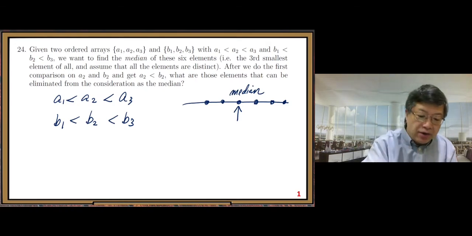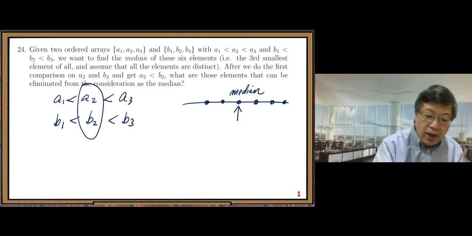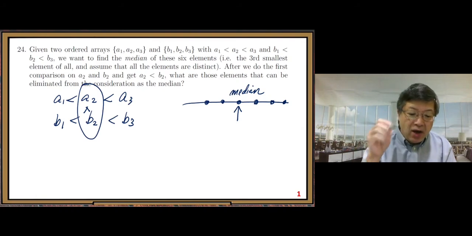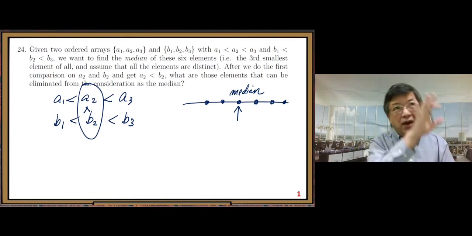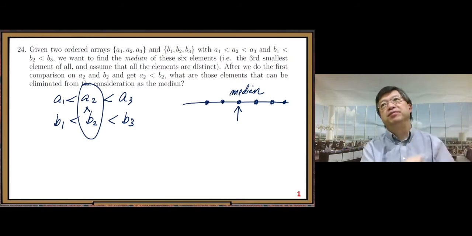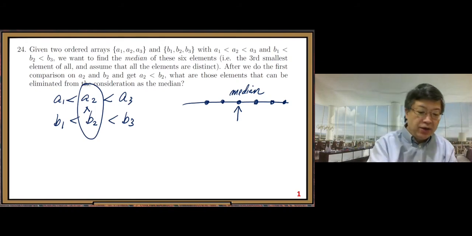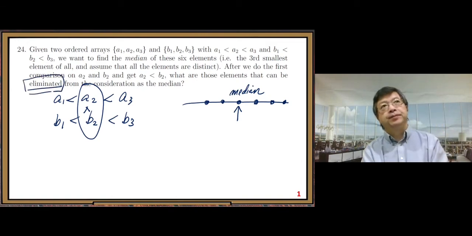Now we do the first comparison, A2 and B2, and we know A2 is less than B2. So now the question: what are those elements that can be eliminated from consideration as medians? Based on the given information, what are those elements that cannot be considered as the median? We should eliminate them, then make the question simpler. So this is another good question for the elimination method.